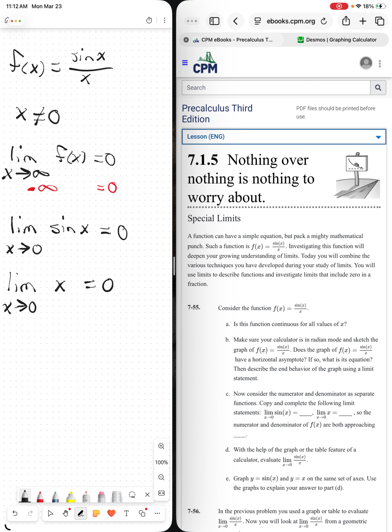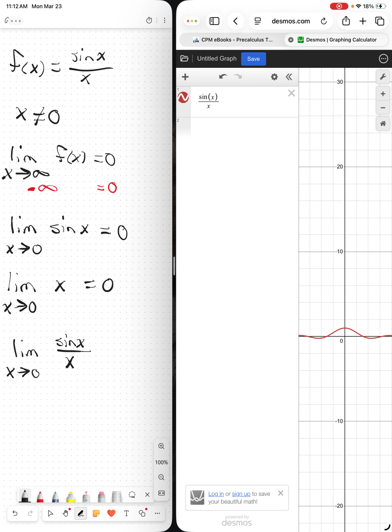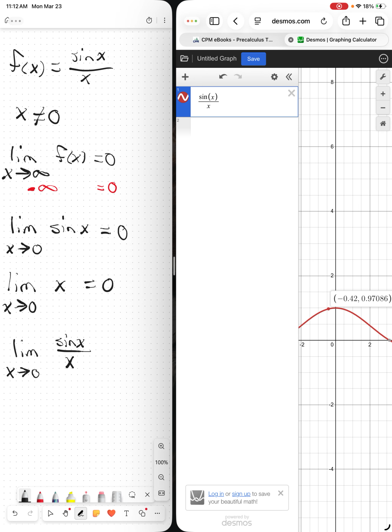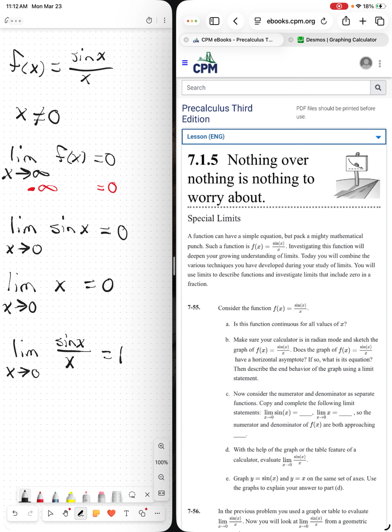With the help of the graph, evaluate the limit as x approaches 0 of the sine of x over x. So if we look at that graph in Desmos, what are we approaching? We're approaching 1. It's undefined, but we're approaching 1. So our limit is 1.